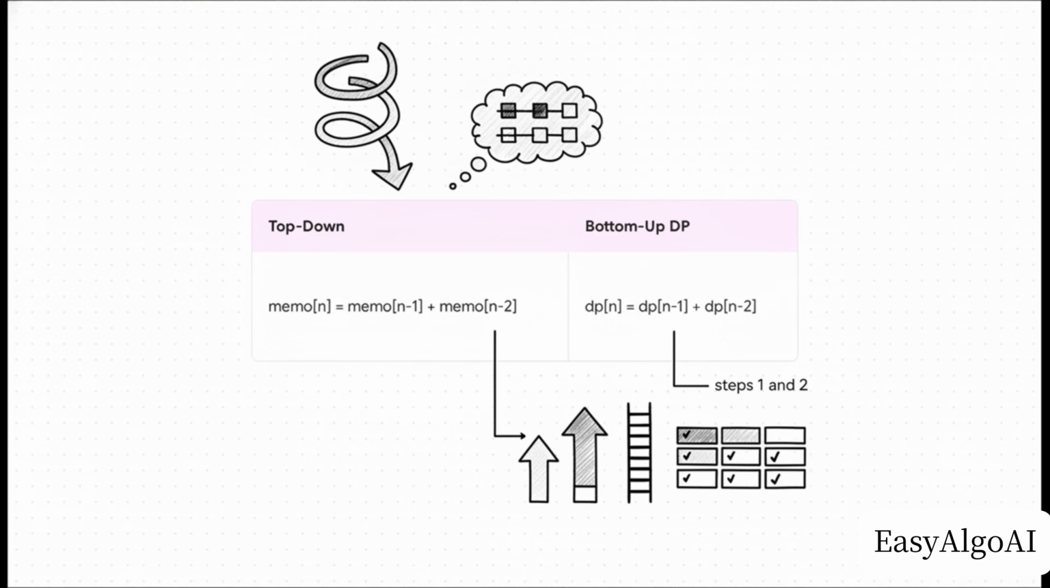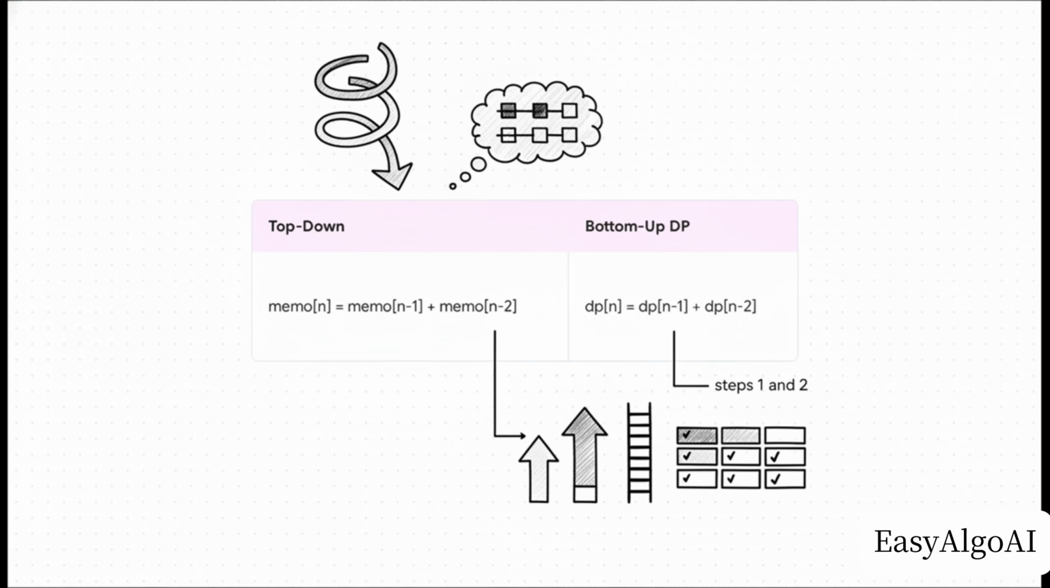Generally, any problem you solve using top-down memoization can be flipped into a bottom-up dynamic programming approach. Think about what our memoization hash map was doing. It was just storing the answers to subproblems, right? Well, we can just use an array, let's call it DP, to do the exact same thing. Because it's a one-to-one mapping, we can literally just swap the word memo for DP.